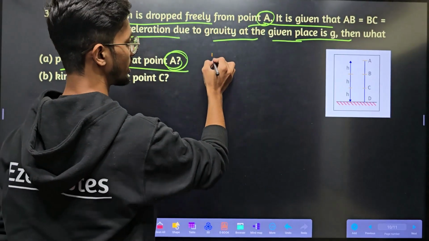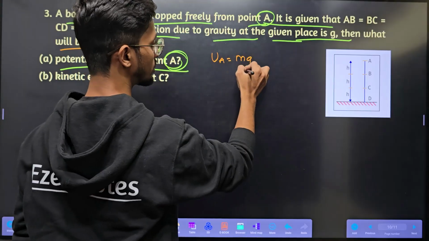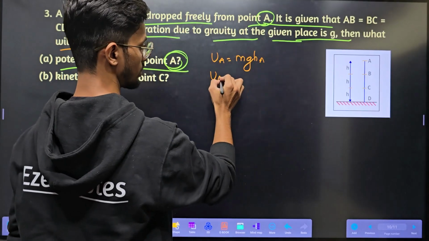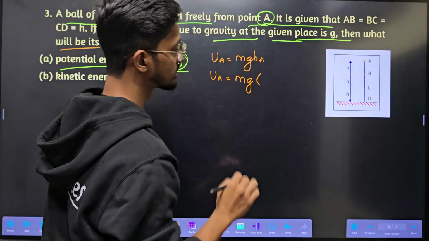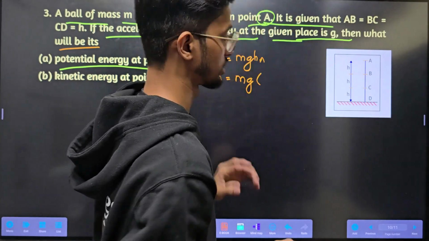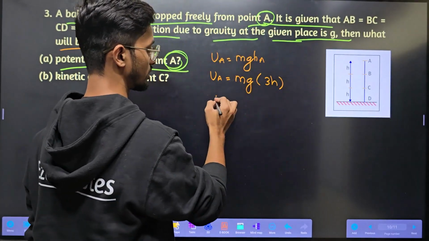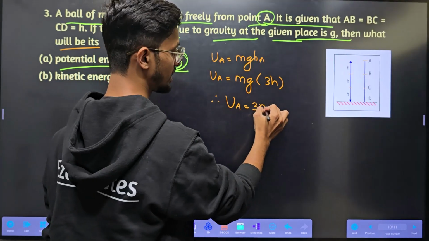Simple. Potential energy at point A will be mg into height of A. So it will be mg into height of A, which is h plus h plus h, that is nothing but 3h. Therefore, potential energy at point A is 3mgh.